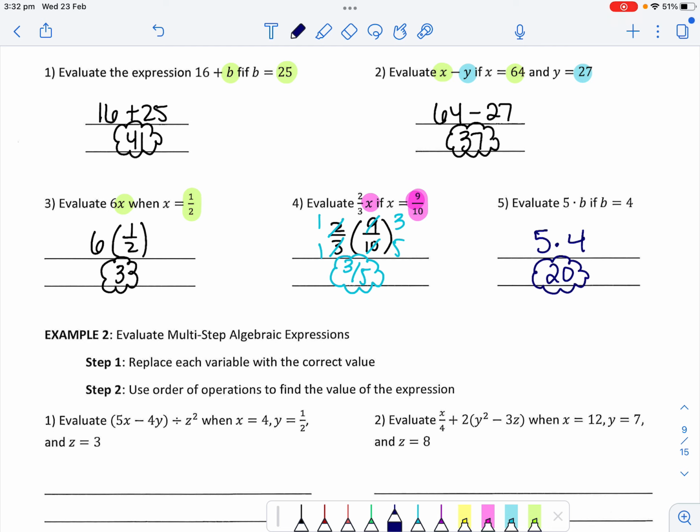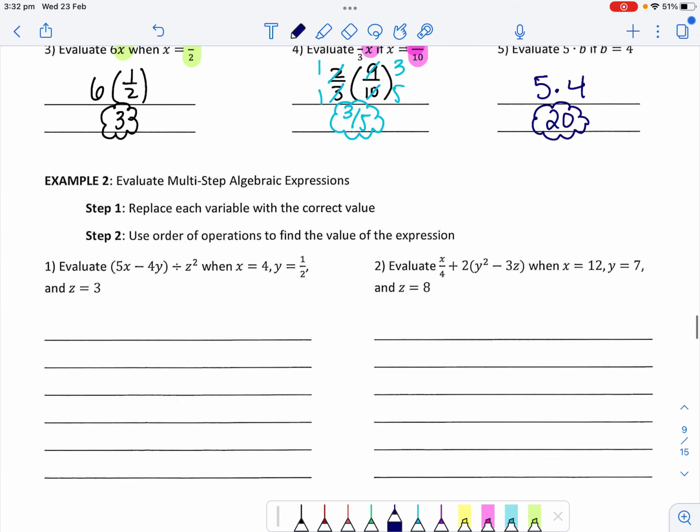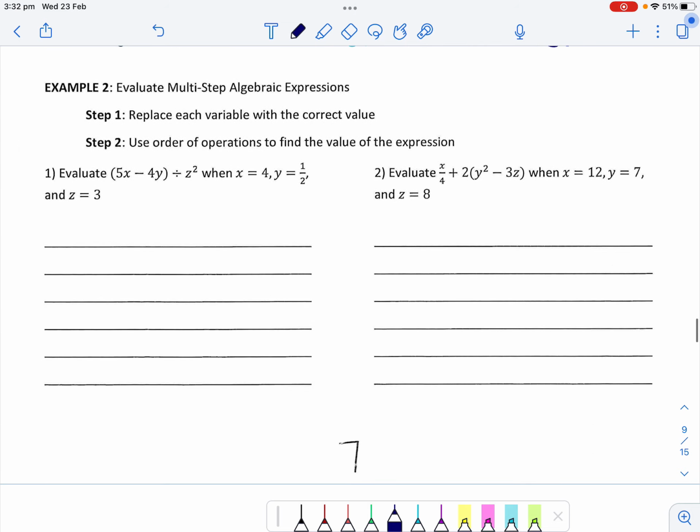Example 2, it says evaluating multi-step algebraic expressions. So step 1 says replace each variable with the correct value. Step 2 says use the order of operations to find the value of the expression. So you can see that my expressions are a little bit longer and they have more variables to replace. So the first thing I'm going to do in my first line is all of my replacing. So I'm going to keep these parentheses.